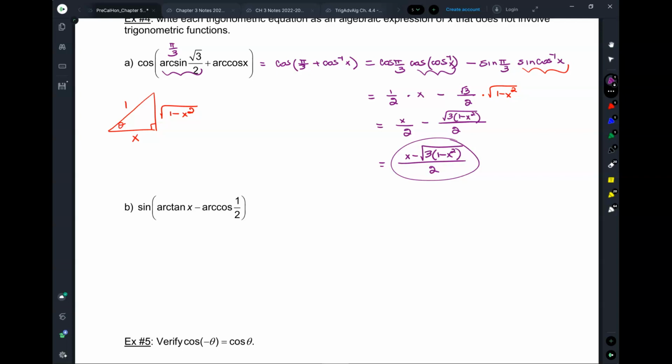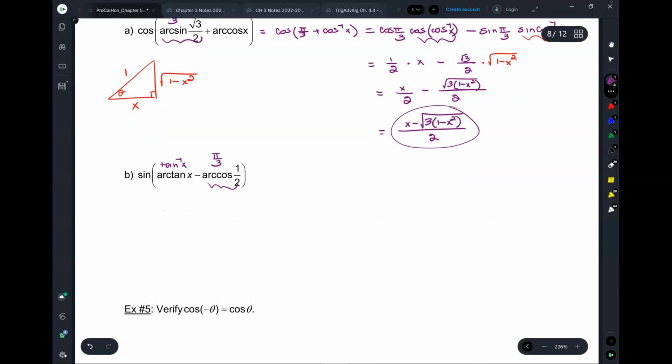Arctan of x. Let's just write it in simple terms like this. Okay? Arc cosine of a half. You want the angle for which cosine is a half. Which angle is that? Pi over 3. Right? Because the sine of pi over 3 is root 3 over 2. Okay, so let's just rewrite this. Sine of inverse tangent of x plus pi over 3.